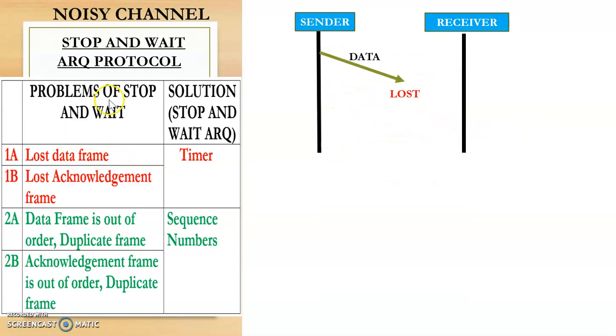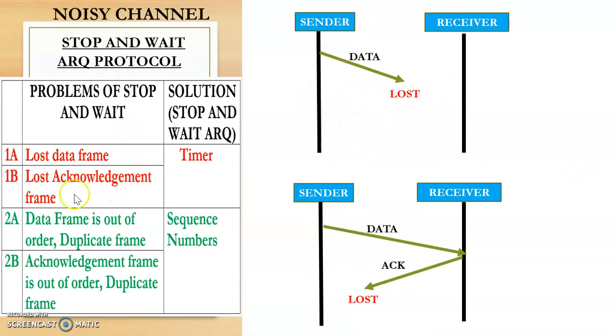So the first problem of stop and wait protocol is lost frame. That is, suppose while sending, the data frame is lost. In this case the receiver will not be aware and it will keep on waiting for the data frame. Similarly, the sender will not be aware that the frame is lost and it will keep on waiting for an acknowledgement from the receiver.